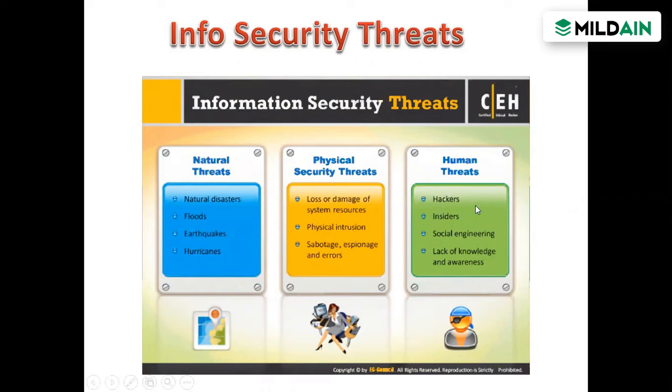And third is human threats. This is the most dangerous one, where hacking can be done because of hackers, because of insiders, social engineering, as I covered, and lack of knowledge and awareness. This is the worst of them. People are not aware of what is going on, and this is why 80% of the world's systems are hacked, simply because people don't understand the ways in which they can be hacked.